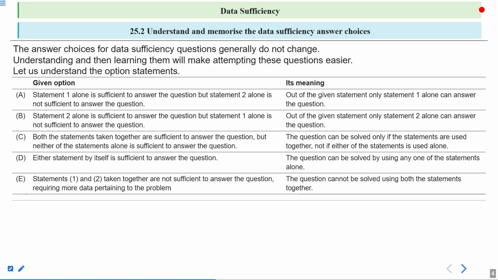Option D is, either statement by itself is sufficient to answer the question. It means the question can be solved by using any of the statements alone. Next one is, statements 1 and 2 taken together are not sufficient to answer the question, requiring more data pertaining to the problem. It means the question cannot be solved using both the statements together.